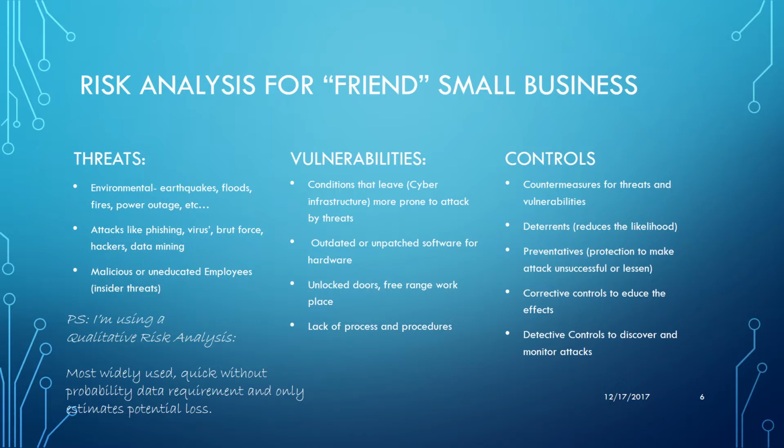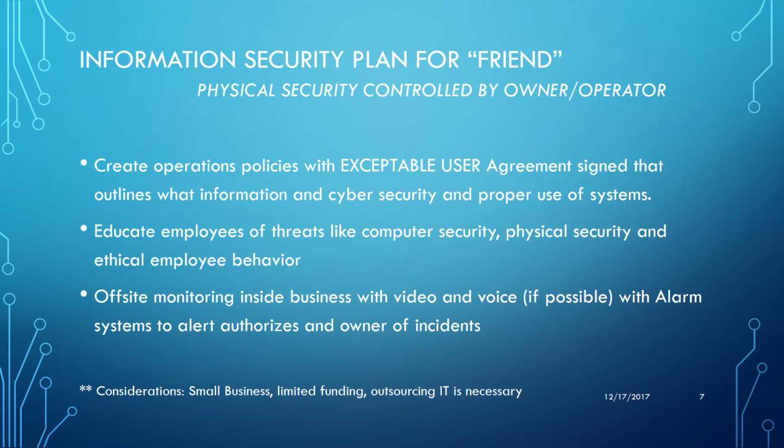So let's go into these threats. How are we going to get our friend the best bang for her buck? So identifying these, we have our threats: environmental, earthquakes, floods, how it's going to be. So physical control. Create the operations policy with the acceptable use agreement signed that outlines what information and cybersecurity and proper use of the systems by any and all employees, of course. Educate your employees of threats like computer security, physical security, and ethical employee behavior.